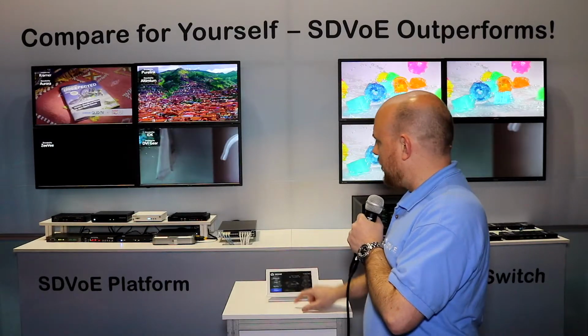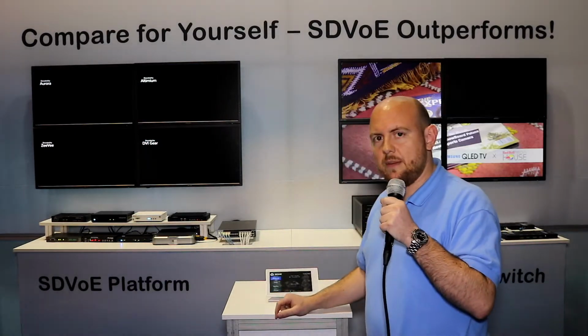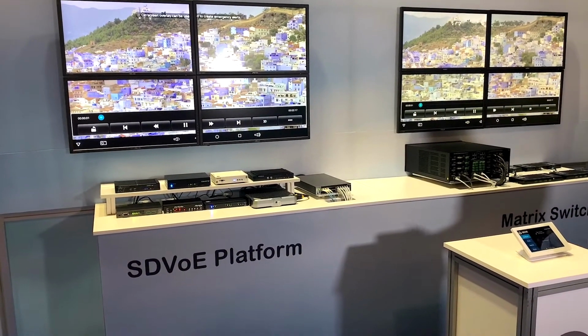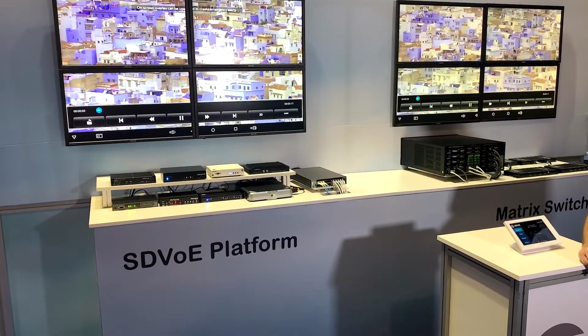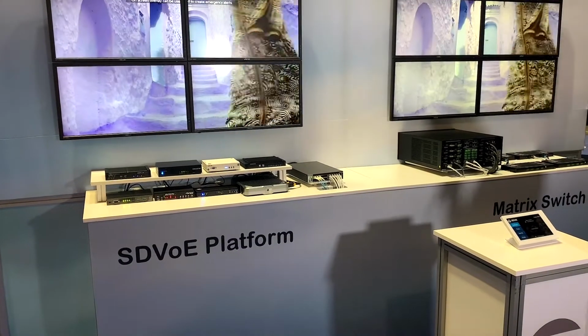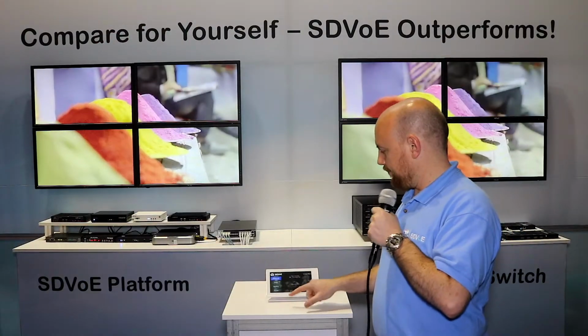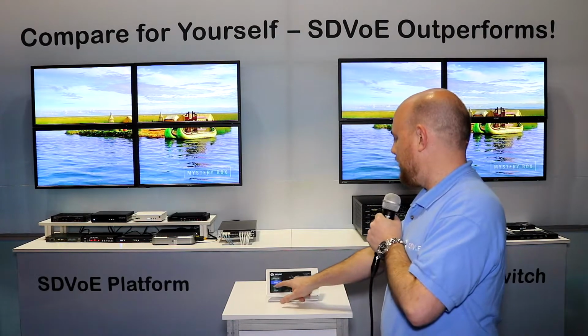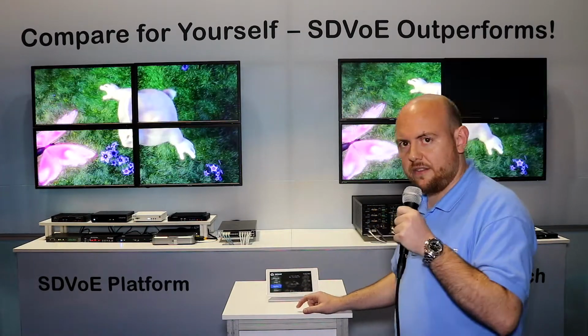Now, besides matrix switching, of course, SDVoE is capable of creating video walls by slicing up the image into components, blowing those up, and spreading one image across multiple displays. Our matrix switch in this example has the same capability. However, its switching, again, is not nearly as instantaneous and fast as the SDVoE systems.